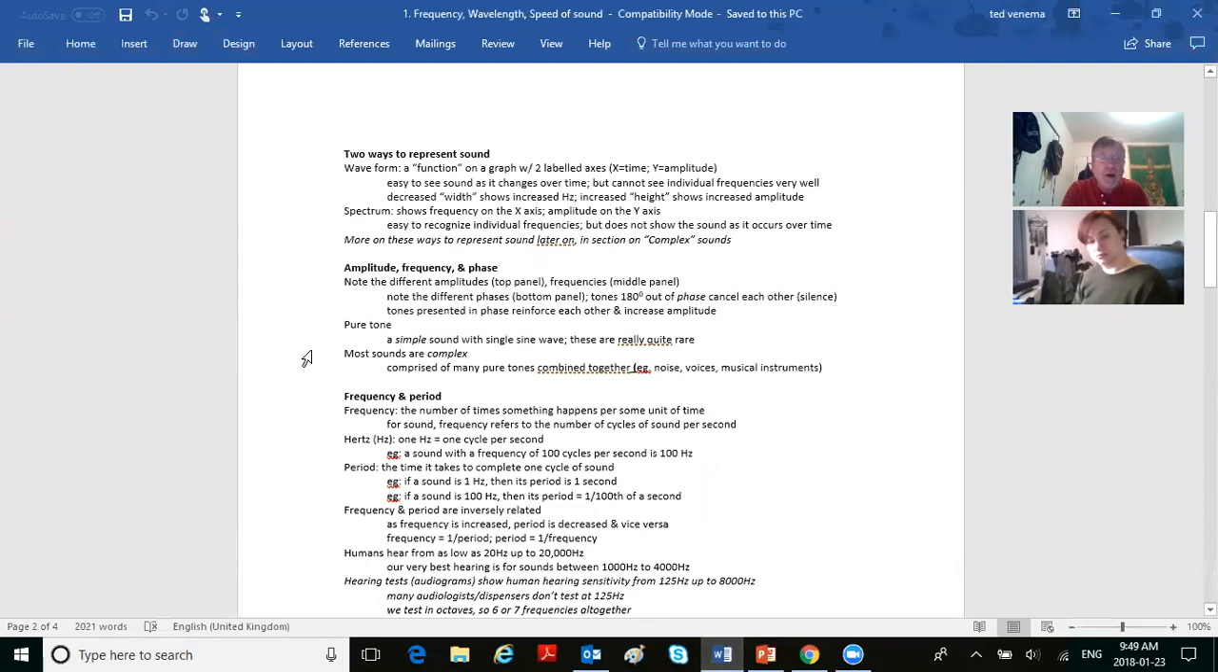Most sounds are complex, right where I'm graying there. Most sounds are comprised of many pure tones combined together. And look what it says there: for example, noises, voices, musical instruments, traffic, door slams, all kinds of sounds are complex sounds. All right, cool.